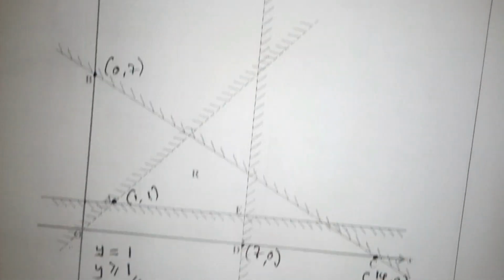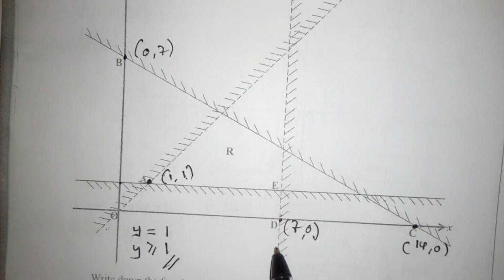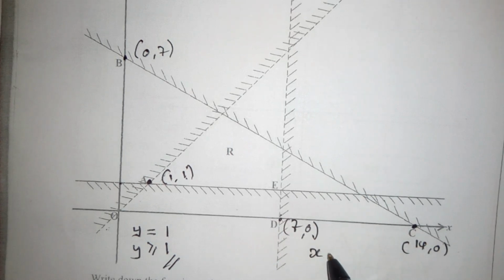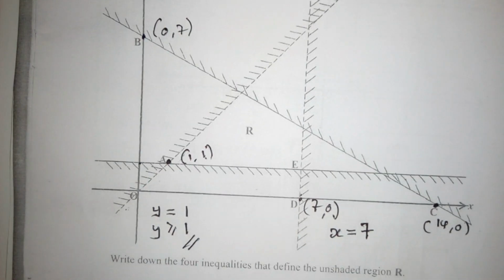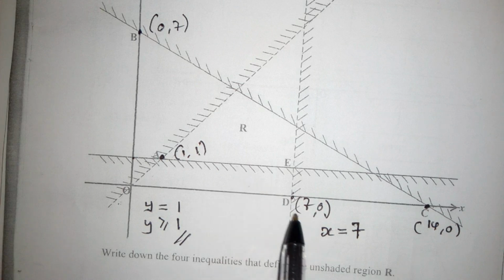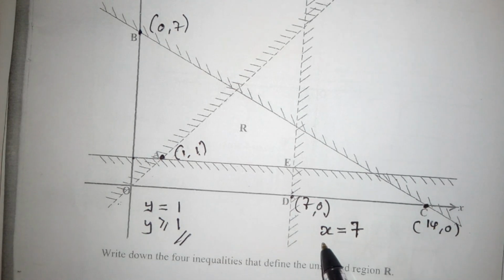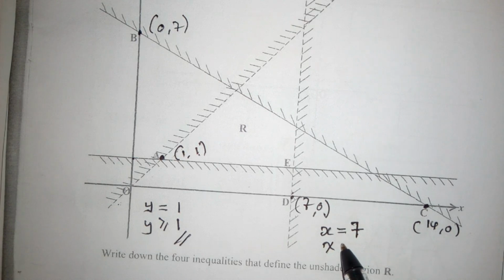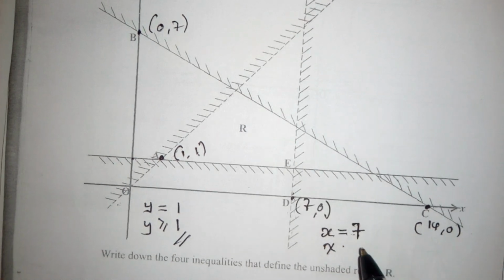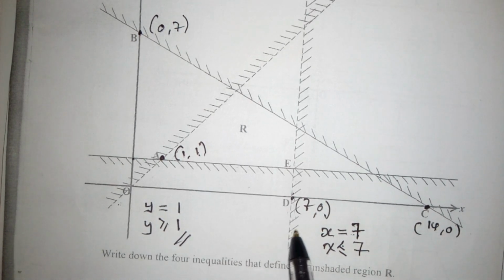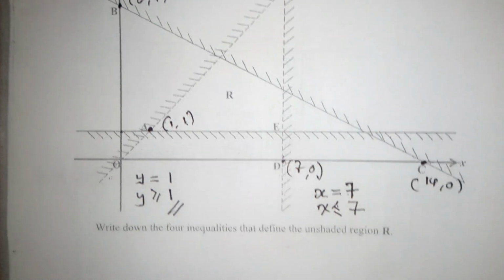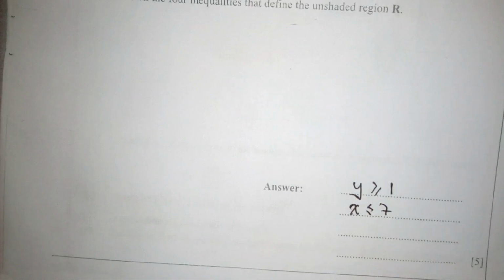We go to the next one. The next one will be this one. Where is it passing? It's passing at 7 on the x-axis. So x is equal to 7. And then the inequality here, where is it shaded? It's shaded to the left side. So x is less or equal to 7. So we shade the opposite side. This is the other inequality. We'll write it here: x is less or equal to 7.